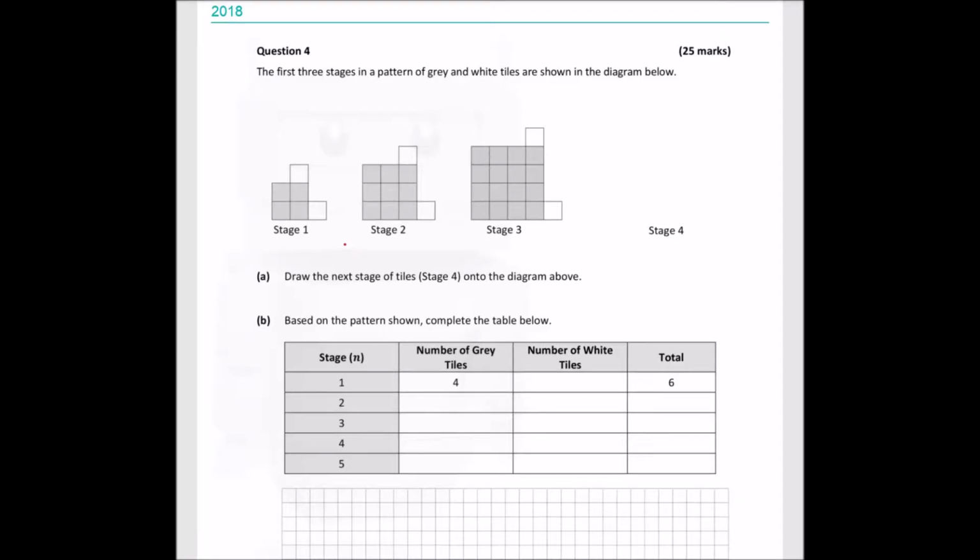In this video I'm going to look at some Leaving Cert Ordinary Level questions from the exams. First question then. The first three stages of a pattern of grey and white tiles are shown in the diagram below. Draw the next stage.